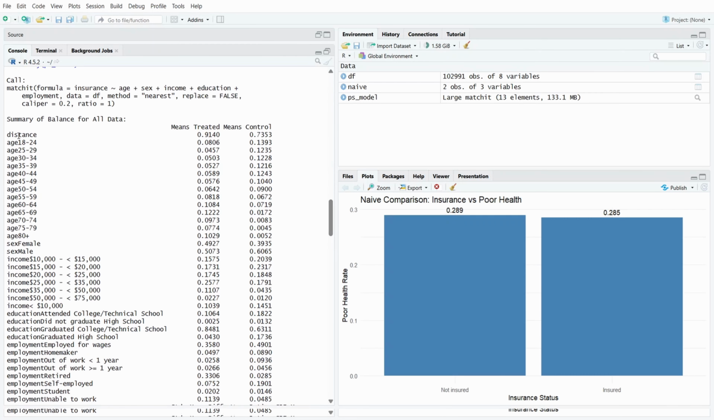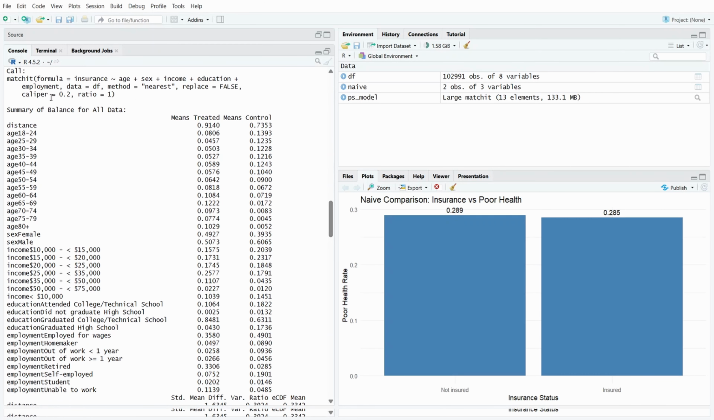At the very top, we see the exact matching procedure that we specified in the matchit function. We matched insurance status using several covariates: age, sex, income, education, and employment. We used nearest neighbor matching with one-to-one matching, no replacement, and a caliper of 0.2. This means each insured respondent was paired with the uninsured respondent who had the closest propensity score, as long as the difference between scores remained within the caliper threshold.